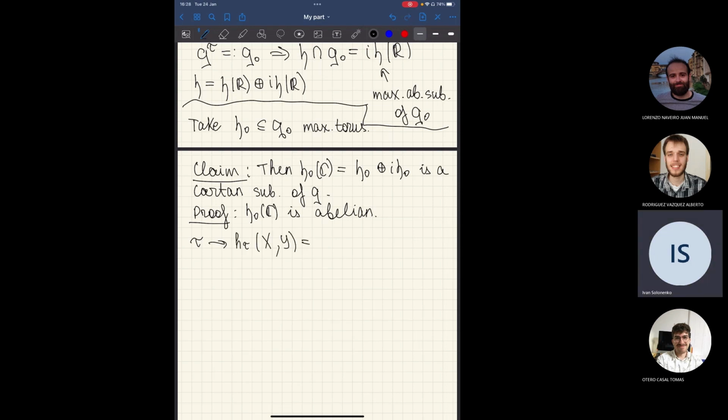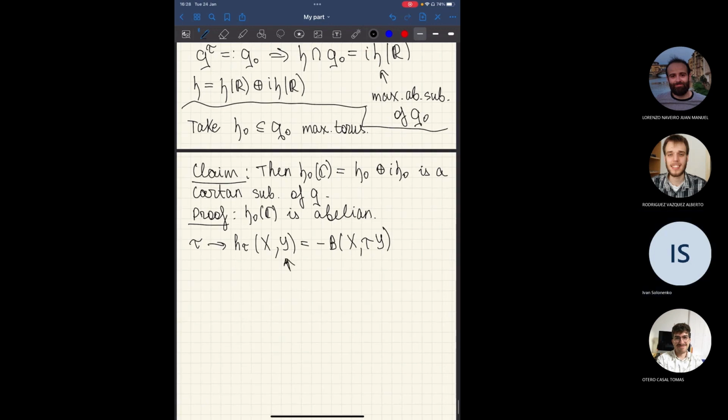It was defined as minus B(X, tau Y). So this is a Hermitian 1.5 linear form, and on the degenerate one, and then there was a claim that this thing is, it doesn't matter here, but in any case, this thing is actually a Hermitian inner product, so it's positive definite, if and only if your structure is compact. In our case, it's compact, so this is an actual Hermitian inner product.